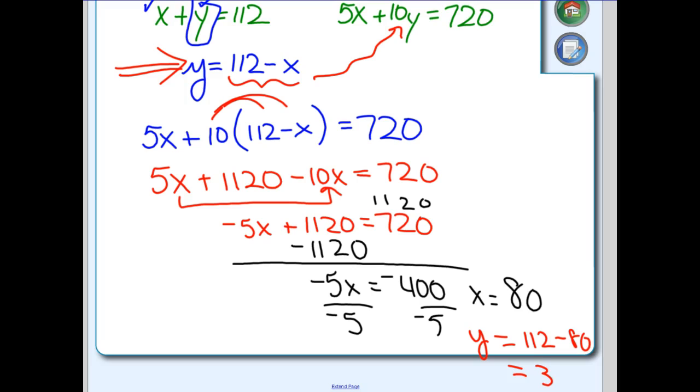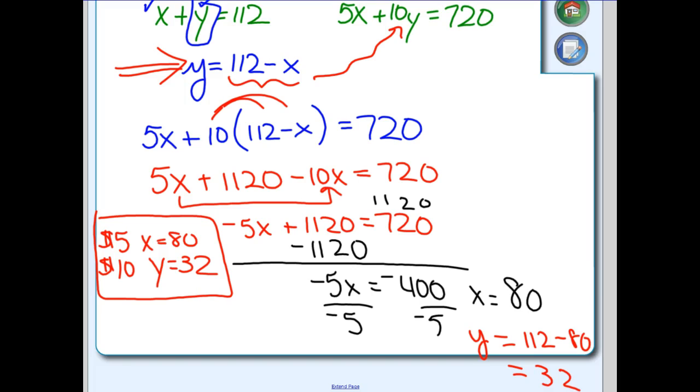All right, so now make sure you answer the question. We know $5 bills, x equals 80. $10 bills, that was y, equals 32. So there's my answer. What's the last thing I need here? Yeah, I need to have a check. What's the easiest way to check? Well, if I add both of those together, what do we get? 112, and that checks with the first equation, x plus y equals 112.